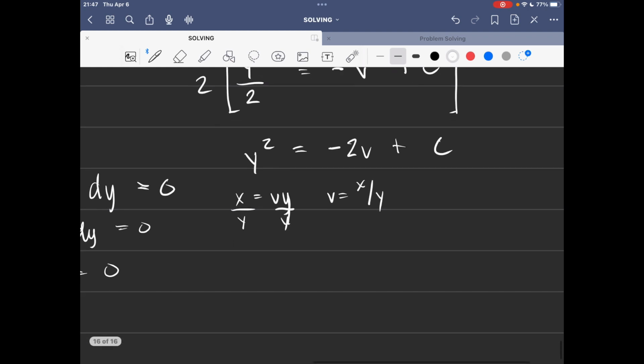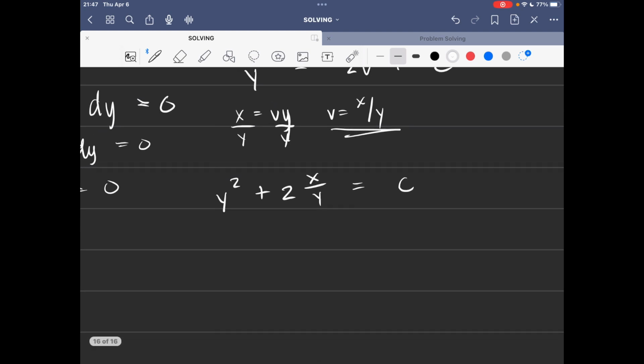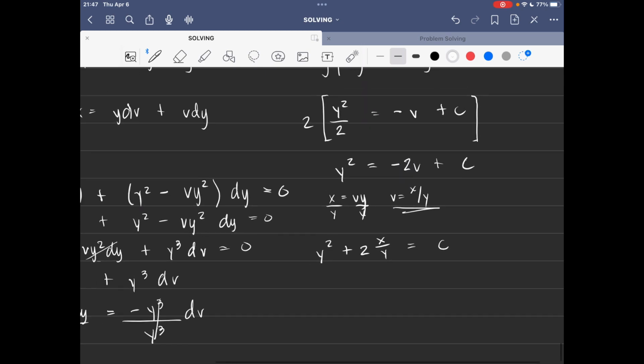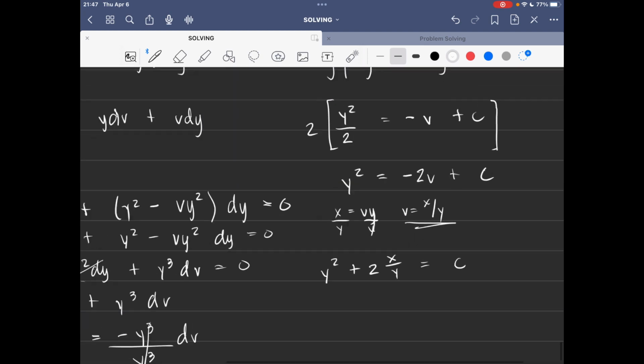Then we have y squared. Let's move the 2v to the other side, so we'll get plus 2, and v is x over y, is equal to c. And that is it for the equation y squared dx plus (y squared minus xy) dy is equal to 0.